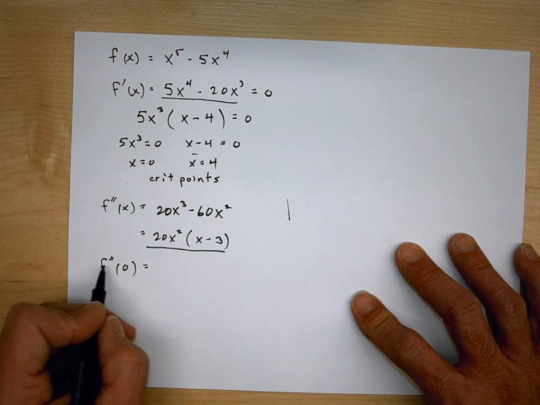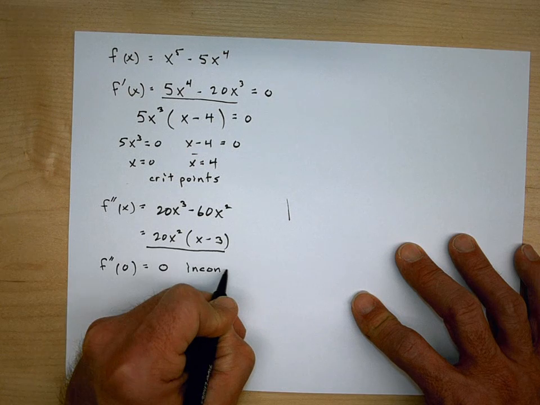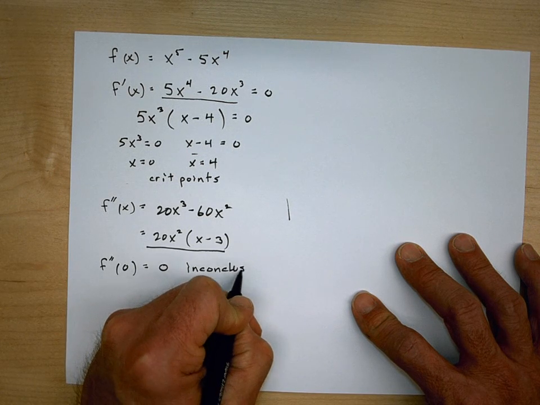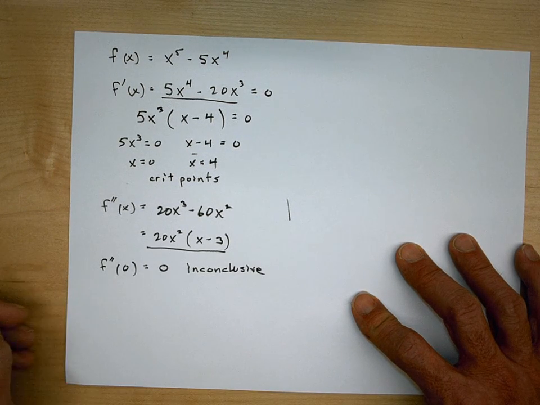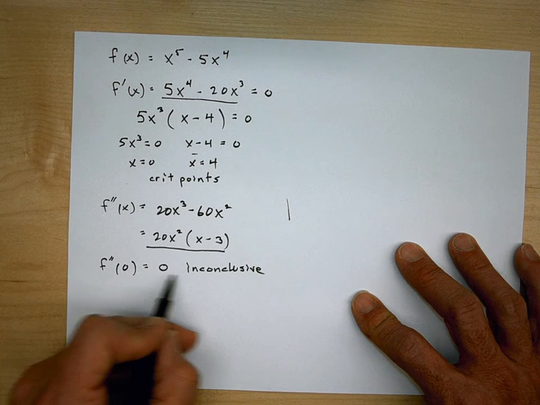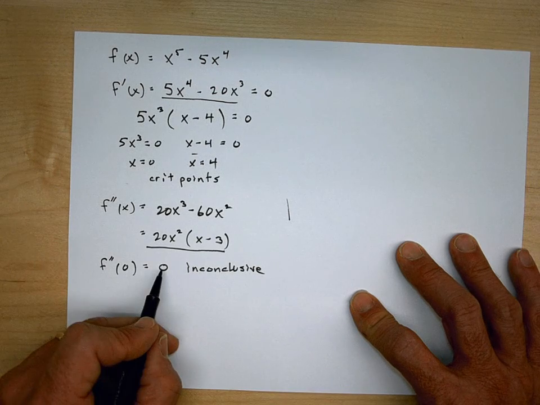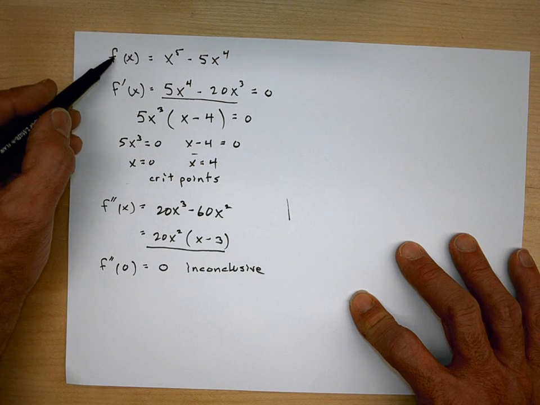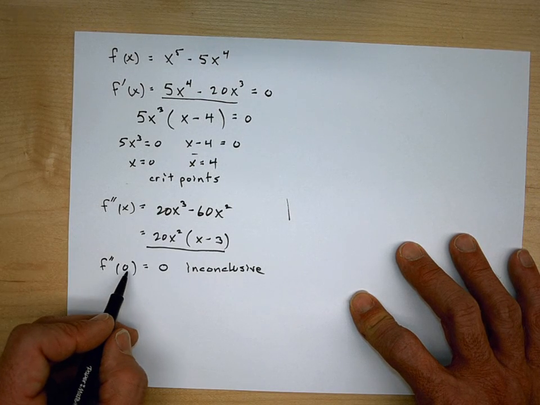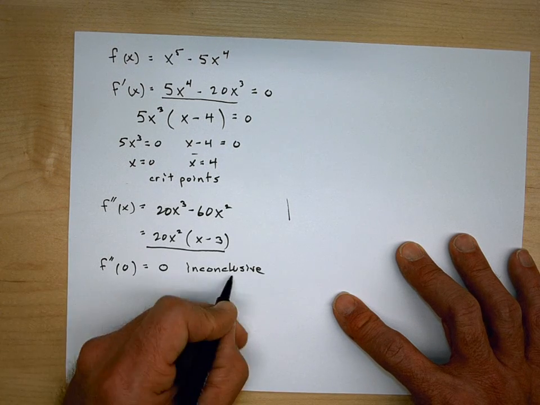All right. Well, f double prime of 0 is 0. That is the inconclusive case. If the second derivative is also 0, we don't know. We may or may not have an inflection point, but that's not the point. The point here is that we don't know if 0 is a max or a min of this function, because the second derivative is not positive or negative. So that one's inconclusive.